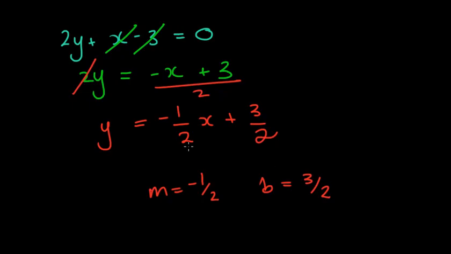Hope this was useful. Hope it made sense. Remember, the gradient y-intercept form is y equals mx plus b, and the general form is in the form of ax plus by plus c equals 0.